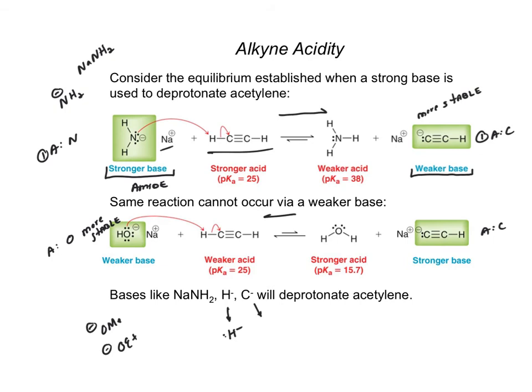Okay, so the summary of this slide is just saying that all the oxides are not strong enough to deprotonate acetylene. If we want to deprotonate it, we have to use a stronger base, and those stronger bases are sodium amide or hydride or any type of deprotonated alkane.